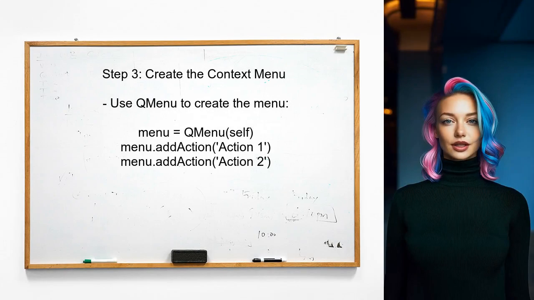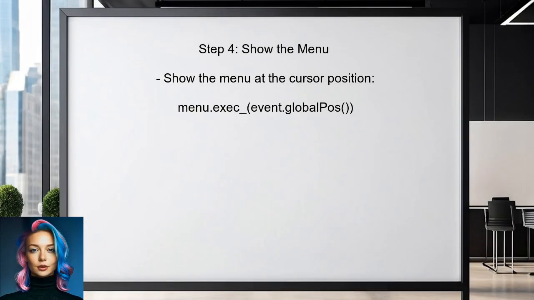Now, the user can create a context menu using the QMenu class. They should add actions to the menu that will be displayed when the user right-clicks. Finally, the user should show the menu at the cursor's position when the right-click occurs. This is done by calling the exec method of the menu.